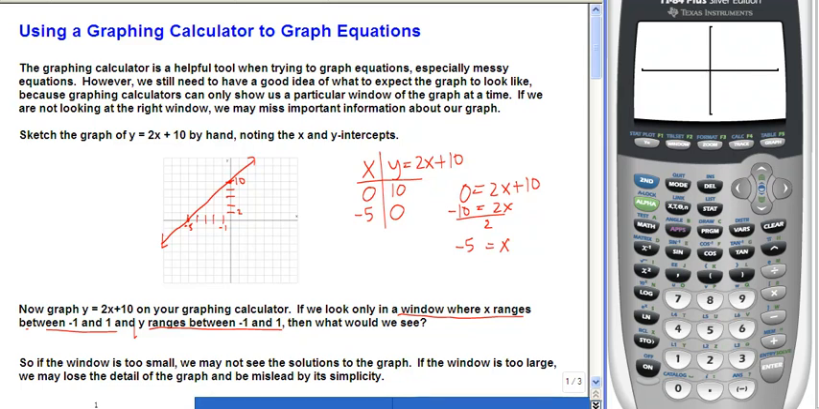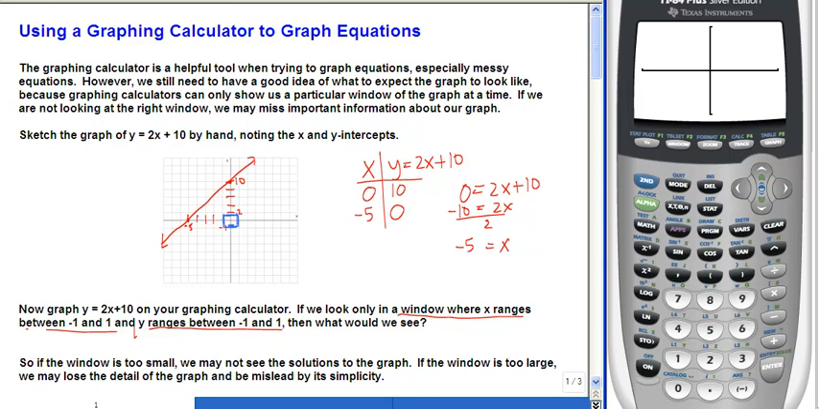If we go back to our hand-drawn graph over here, remember that -1 to 1 for x's would be just between here and here, and -1 to 1 for y's would be from here to here. So we're looking at this little rectangle right here. And you can see that the line that we have drawn does not go through that tiny little window. So having the appropriate window dimensions will enable you to see the right part of the graph. And if we make our window too small, we may miss out on the entire graph completely.